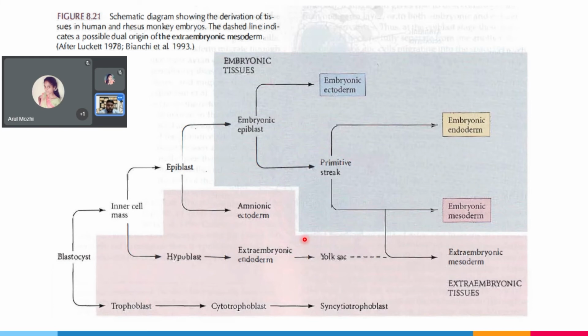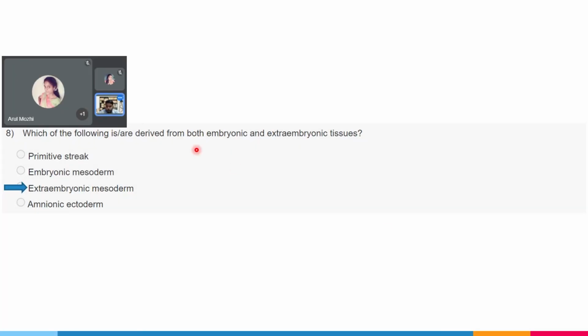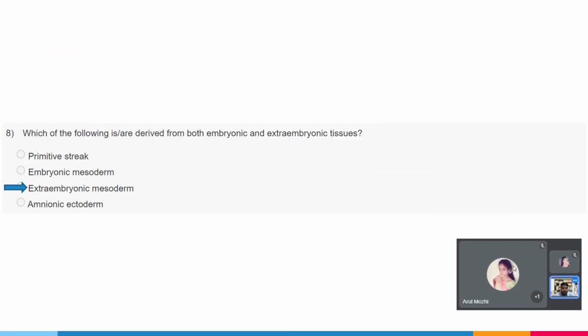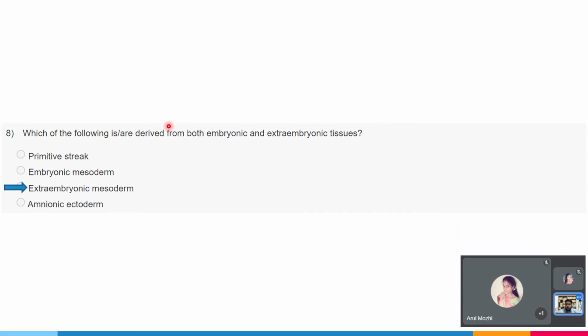And as you can see right here, the extra-embryonic mesoderm has origin from both the embryonic mesoderm lineage, so the embryonic lineage, as well as the extra-embryonic, or this pink lineage, which are the extra-embryonic tissues. So the extra-embryonic mesoderm is derived from both of these, and thus the correct option for this question, which of the following is or are derived from both embryonic and extra-embryonic tissues, is the extra-embryonic mesoderm cells.